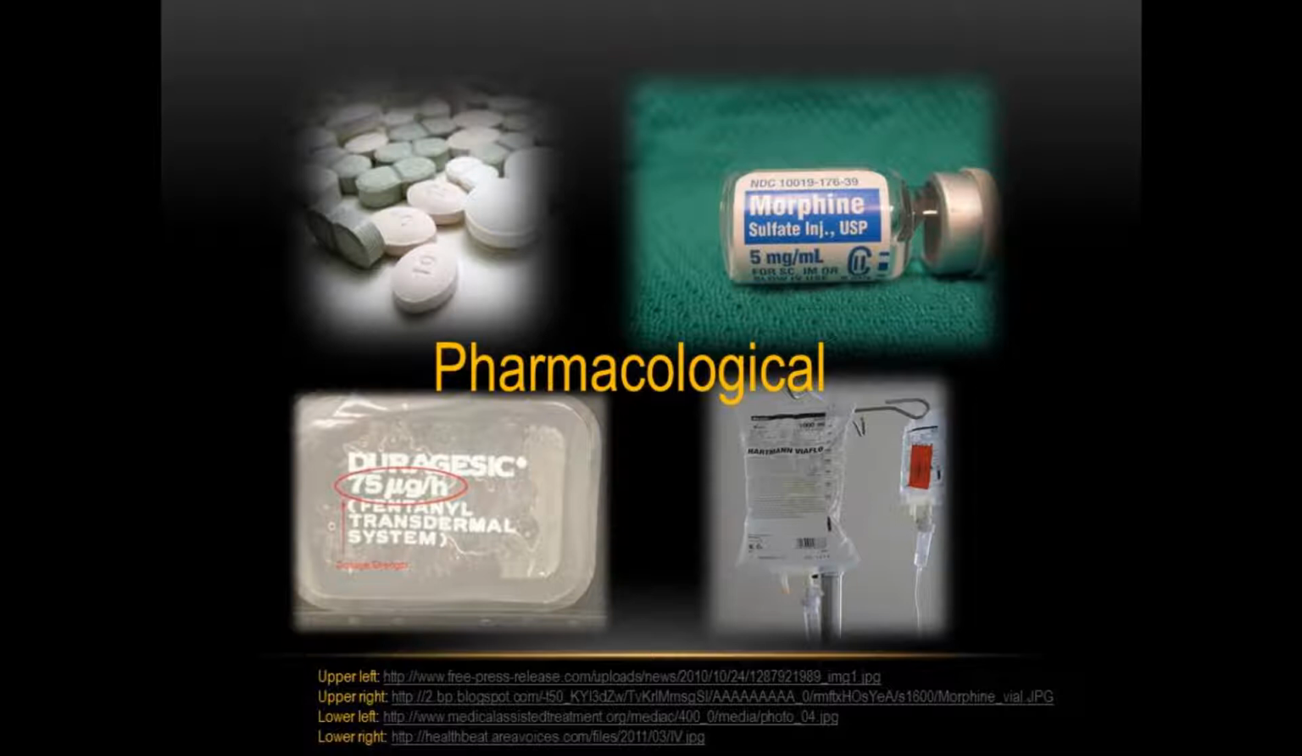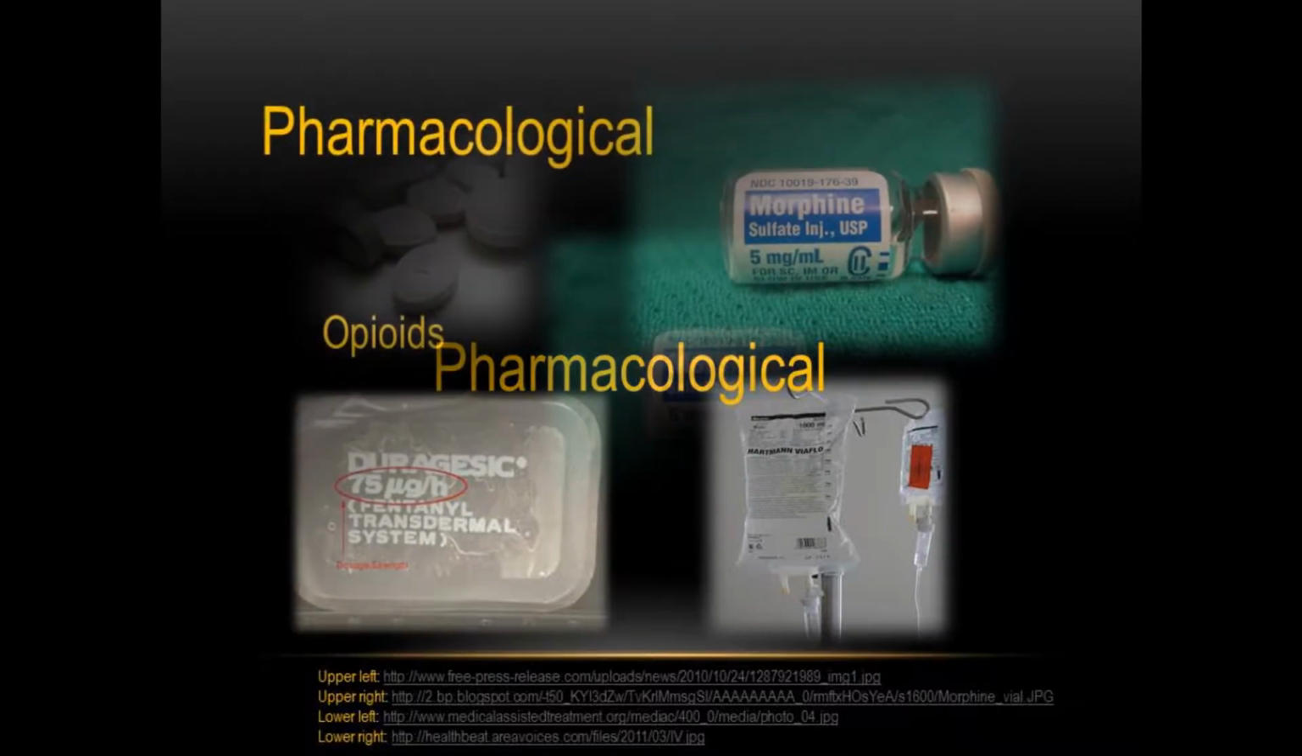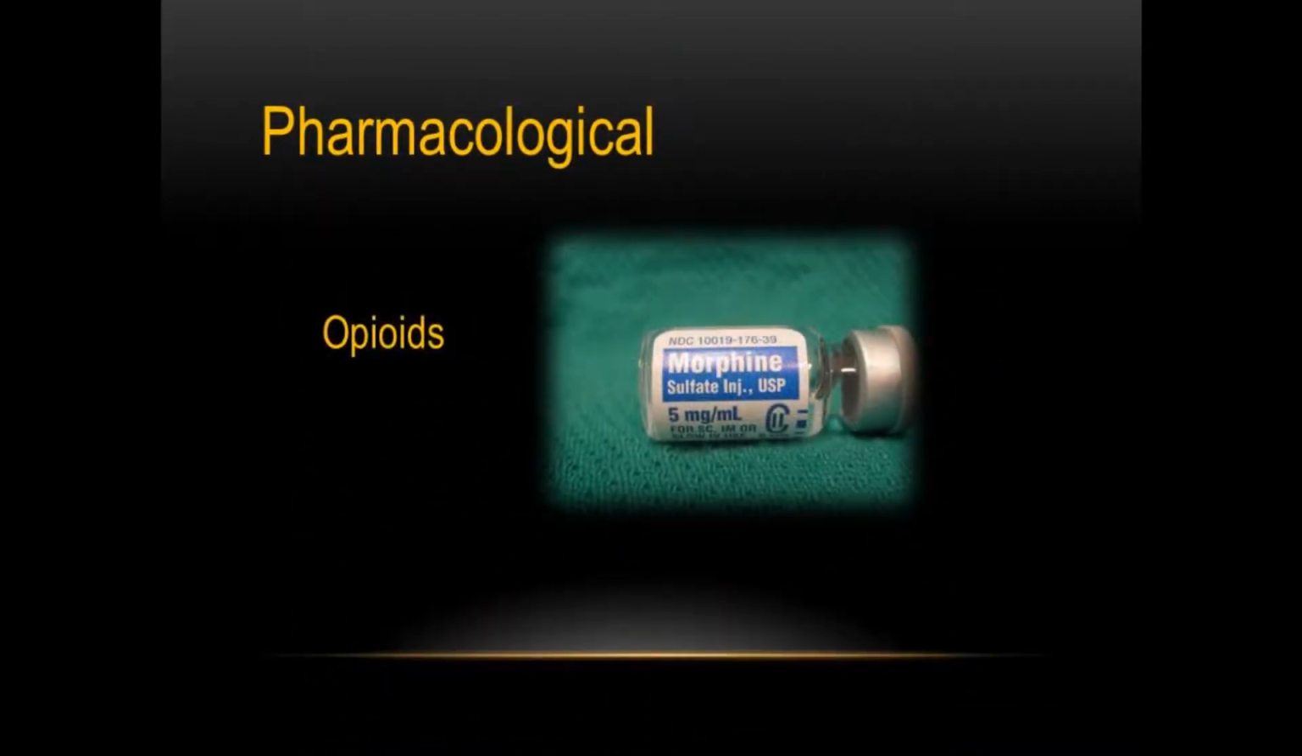Of the three main classes, the first is opioids. Opioids include morphine and synthetic opioids. Morphine is the gold standard by which all other pain relief drugs are measured. Opioids also include synthetic opioids, such as fentanyl.